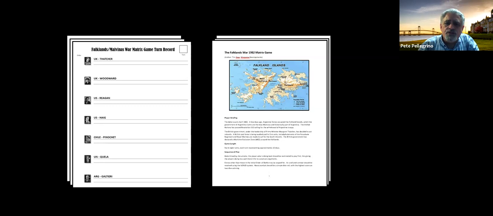And then what I used on the left side of the screen as the umpire was my turn record sheet. Because as umpire, it's up to me to decide who gets to go first every turn. It's not always just around the table, you go, you go, you go. Depends on what's going on in the action, and I may want to change who gets to go first. So what I would do, like for turn one, I gave Thatcher and Woodward the first moves. Then Argentina went next. Then the UN, then I let the US go, and then finally Chile.